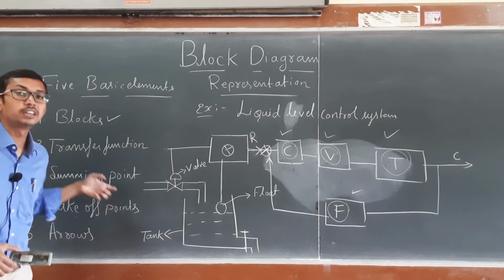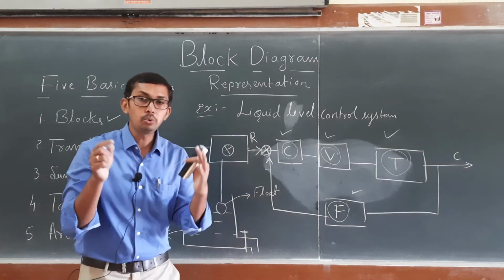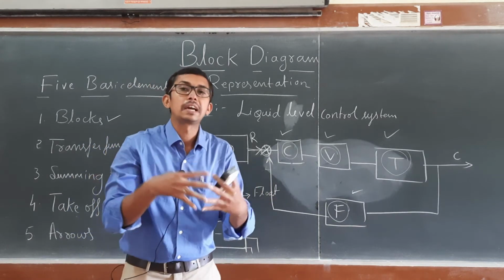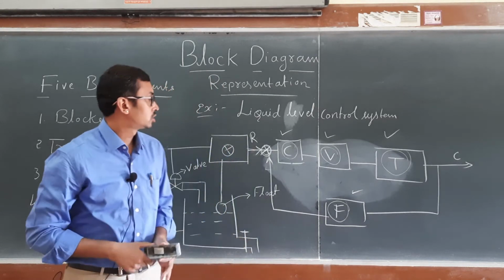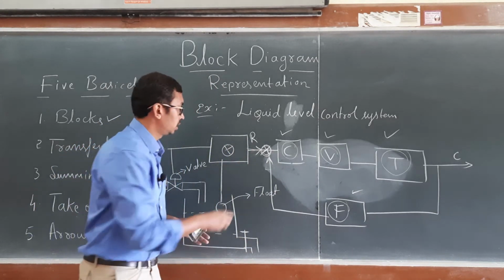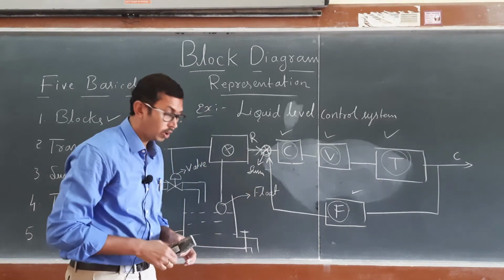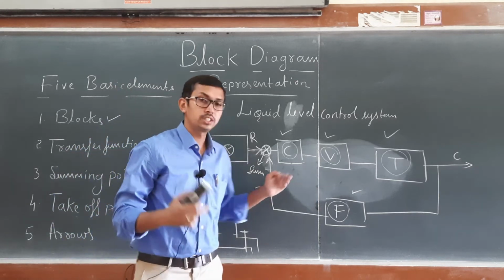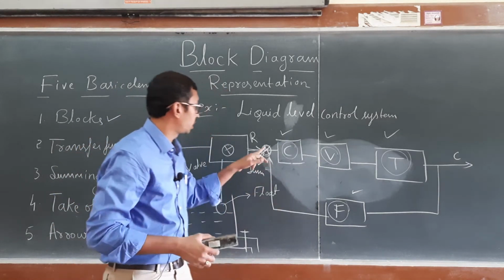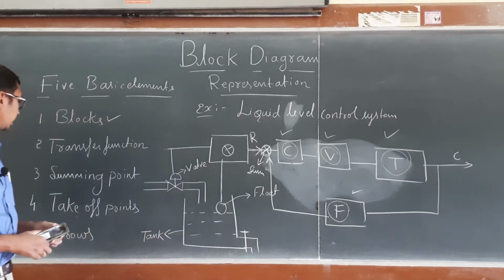What is the third element? Summing point. What is the meaning of summing point? Here 2 or more signals will be compared. That position is called what? Summing point. See, here is the summing point. This is the summing point, where the feedback signal and the input signal will be compared. So we are going to call that the summing point.